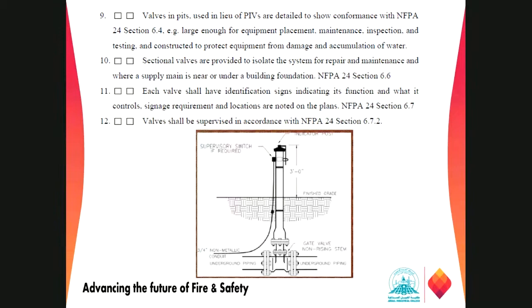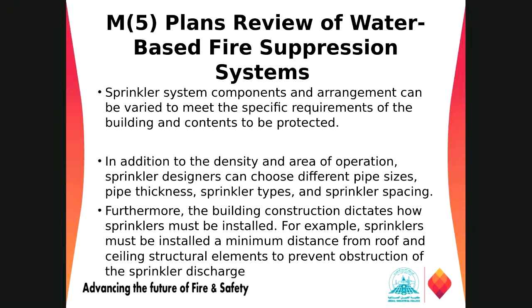The maximum distance from the grade line to the top of the PIV should be 3 feet, not more than that, which is almost about 916 mm. This is the common one for all the valves to open properly. Now we have plan review for water-based fire protection systems. It is for the sprinkler system, right?